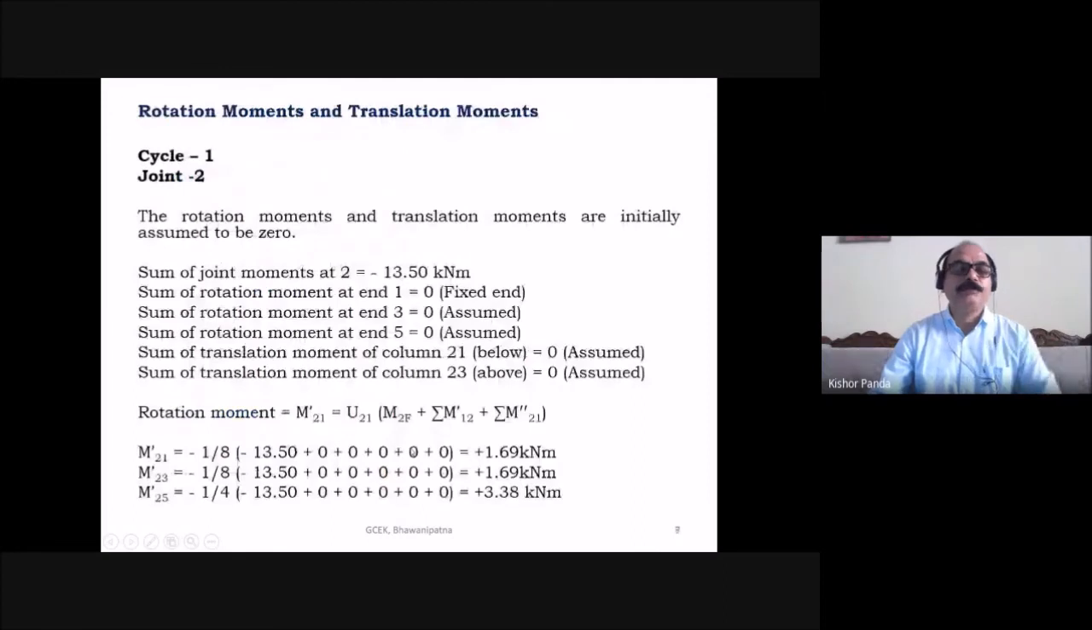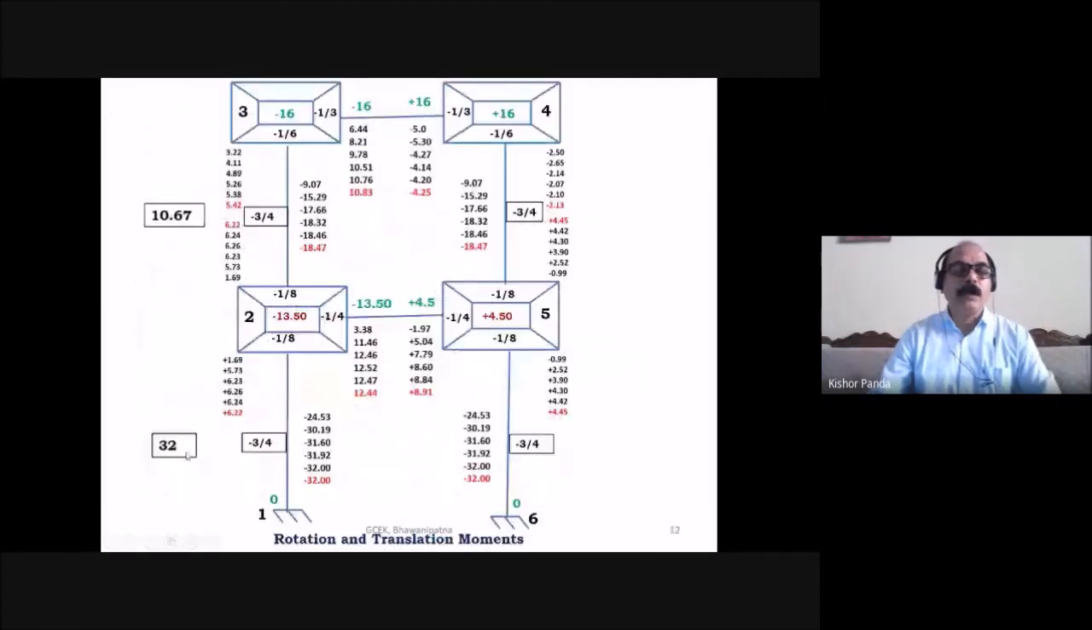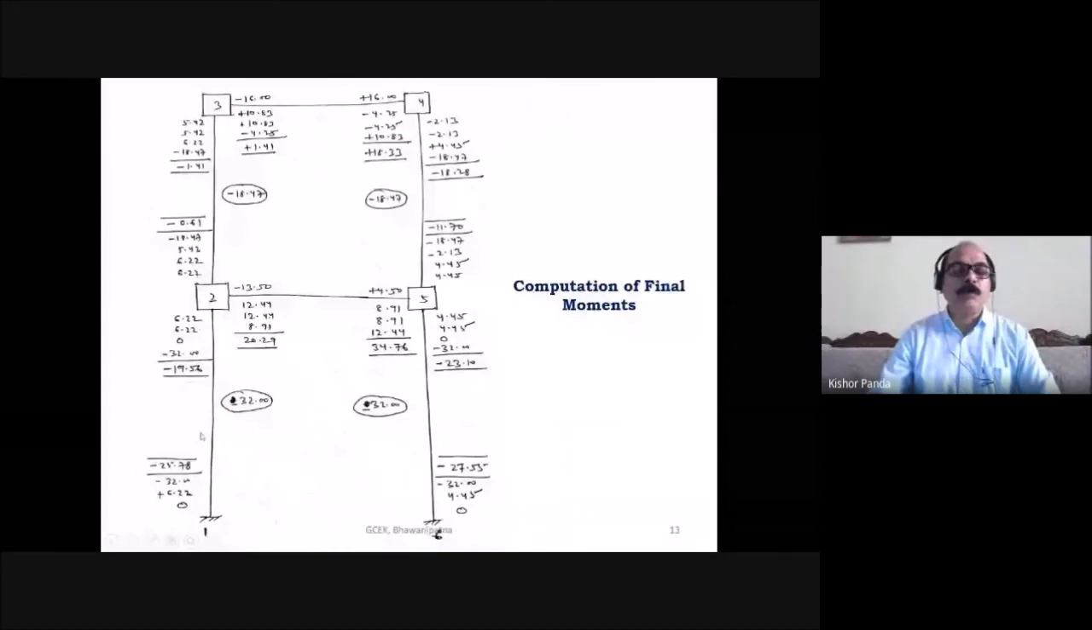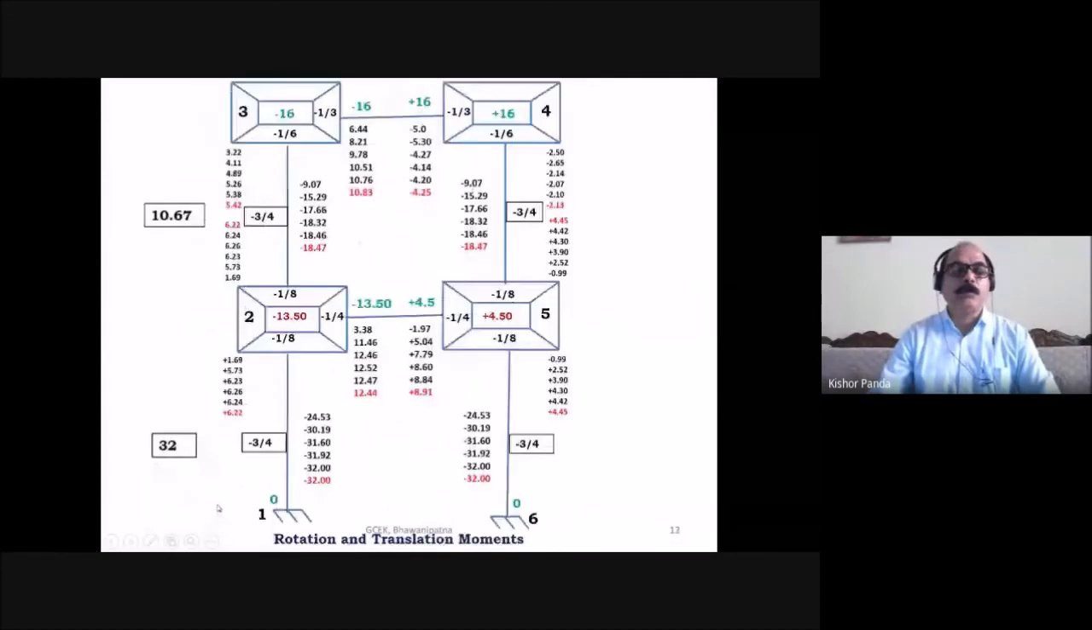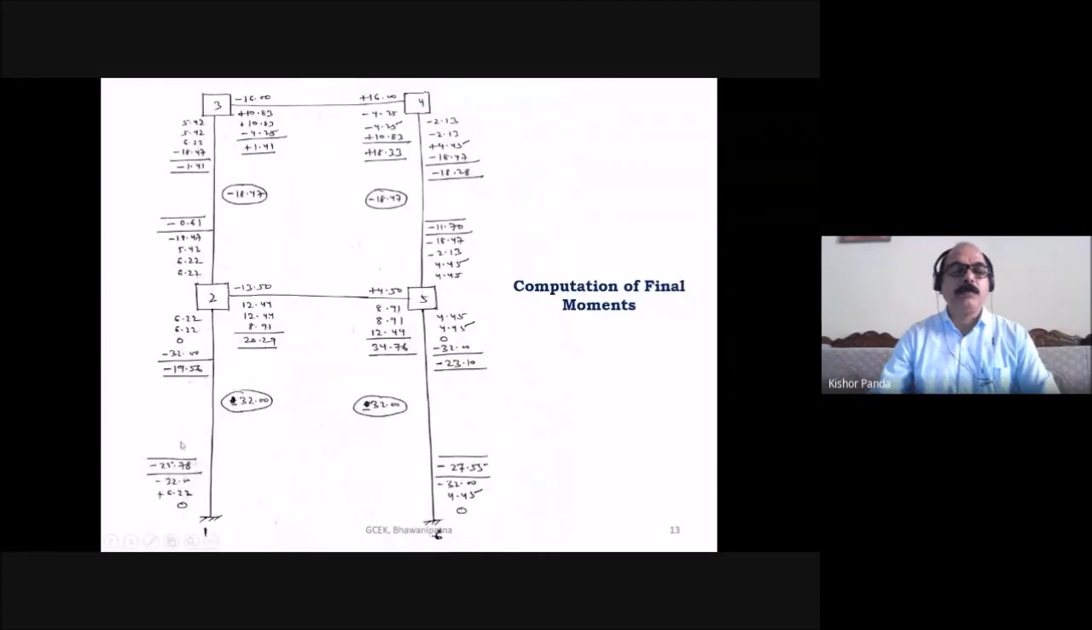Here you have to find M12. The rotation moment here is 0, the rotation moment on this side is 6.22, and the translation moment is minus 32. So 0 plus 6.22 minus 32. So this is the final moment.